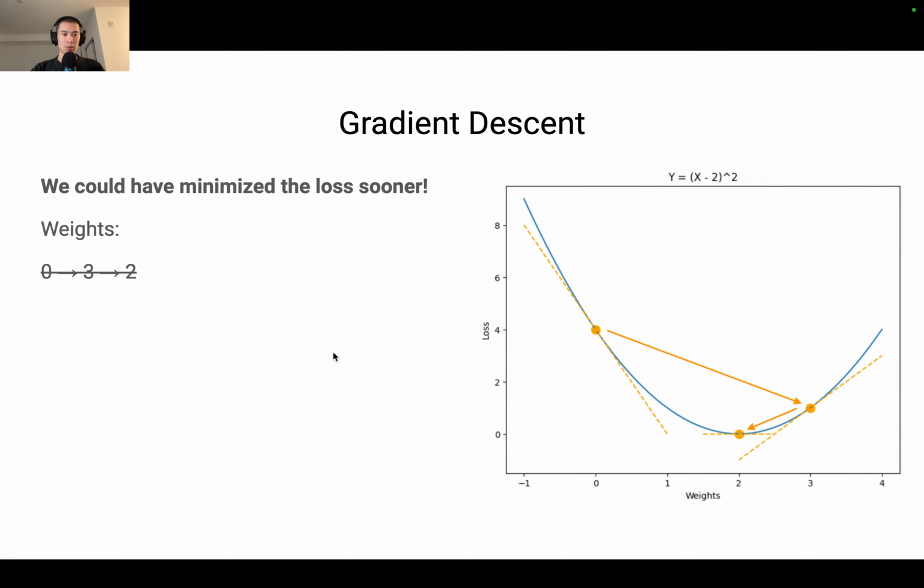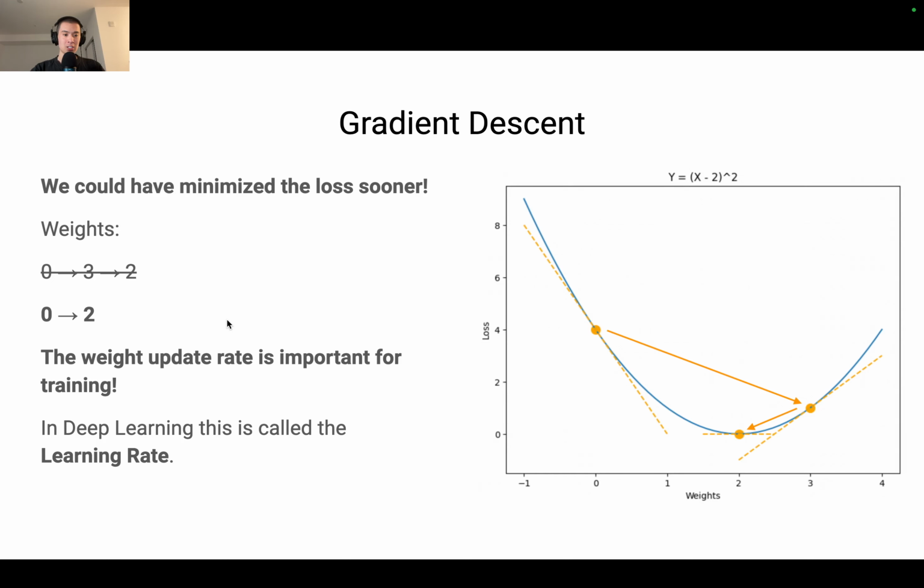What I want you to remember from this slide is this. The weight update rate is important for training because if we had a better weight update rate here, we could have saved an extra weight update operation. And in deep learning, this is called the learning rate.